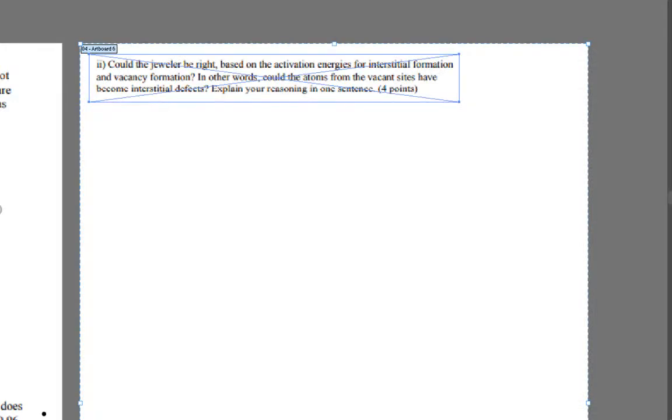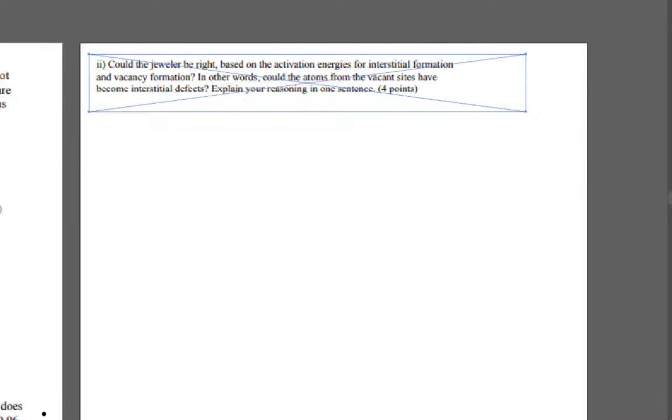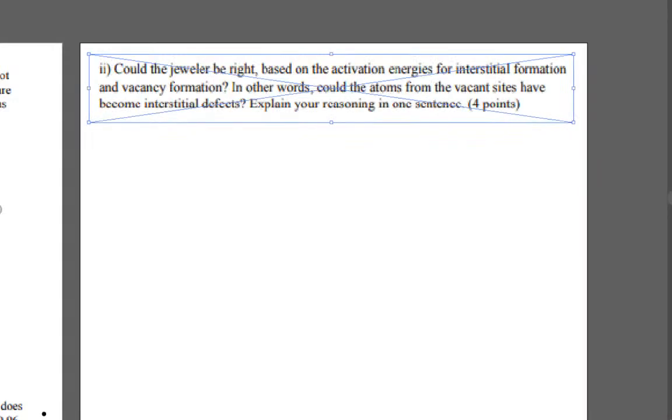So this one here is a pretty simple question. Could the jeweler be right, based on the activation energy for interstitial formation and vacancy formation? In other words, could the atoms from the vacant sites have become interstitial defects? Explain your reasoning in one sentence.